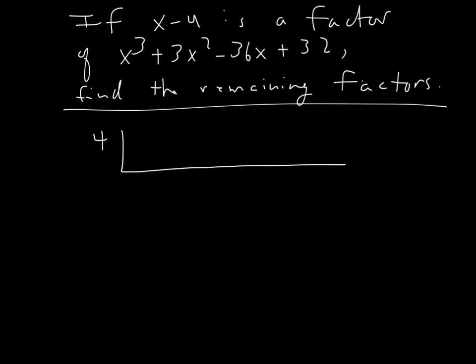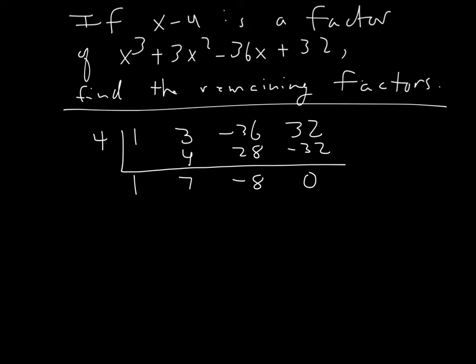And here we go. 1, 3, negative 36, 32. Now, I guarantee you, unless this problem was messed up in some way, this is going to be a 0 over here because this is a factor. So we'll start with that. So 1, 4, 7, 28. Negative 36 plus 28 is negative 8. And 4 times negative 8 is negative 32. And we get our 0.